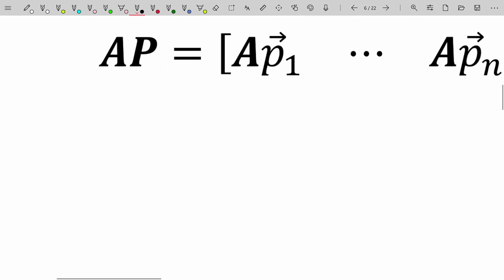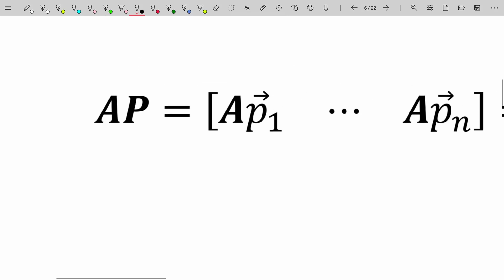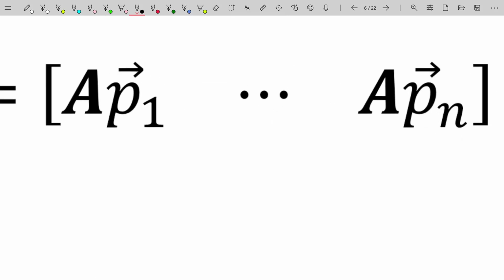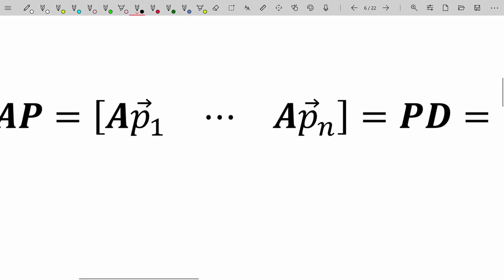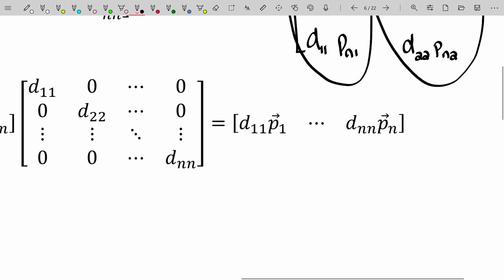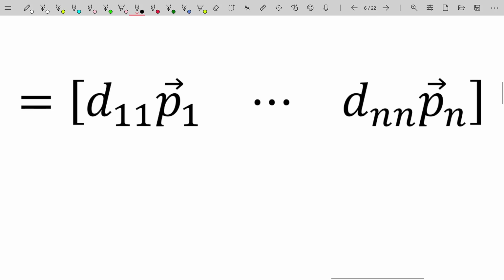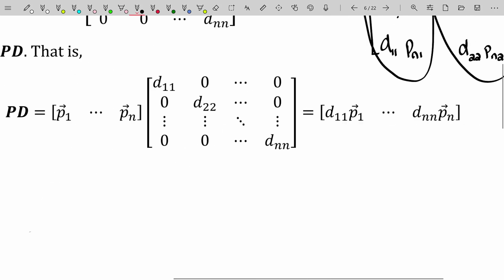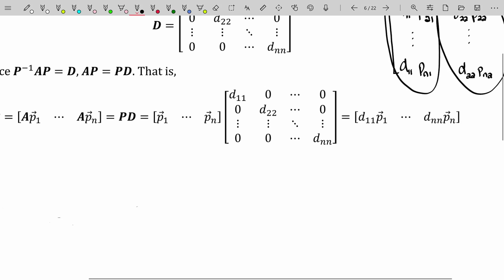So again, the matrix A times P is going to be this. These are the columns of that matrix. But remember, A times P is P times D, and that is actually going to be equal to these column vectors right here. So therefore, each of those column vectors, AP1, AP2, all the way to APn, should equal these column vectors, D11P1 all the way to DnnPn.